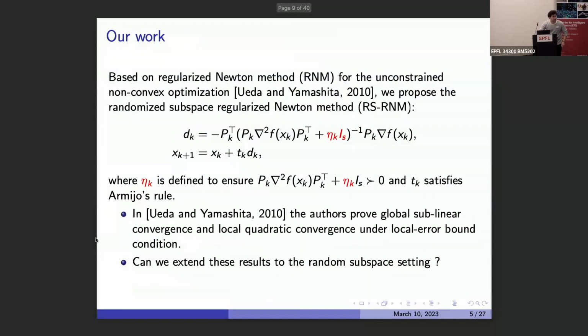But still, you need a Hessian. Yes, I need the Hessian, exactly. Yes. And so we assume we can compute the Hessian easily.